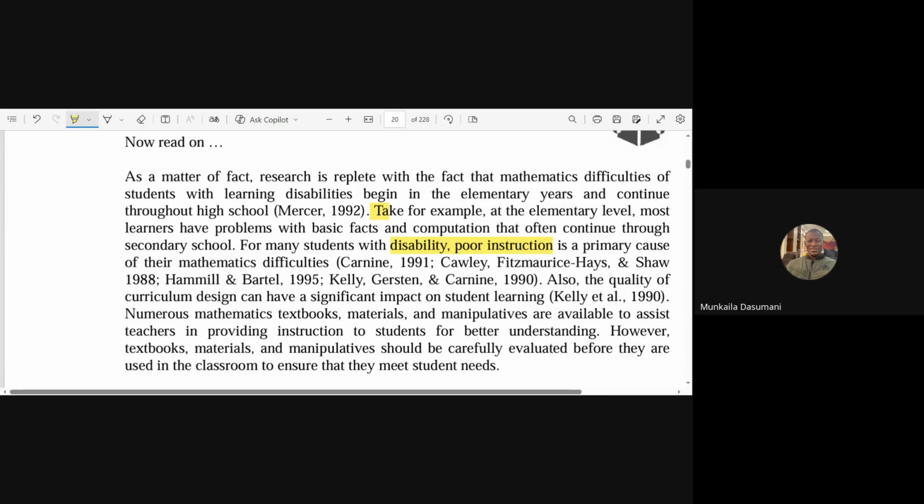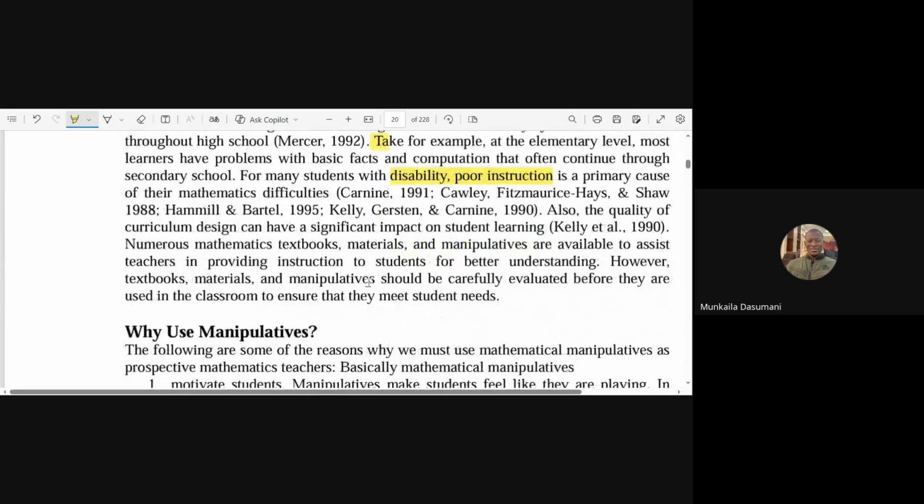So that is it. And then learning disability is also very important. According to this, most people with disability suffer because of poor instruction. They need manipulatives to help them because they are disabled, and you want to teach them exactly as those who are not disabled. That's going to be very difficult. So there must be special manipulatives to aid those people, and each disabled person must have his or her own manipulative. We are going to look at so many different types of that.